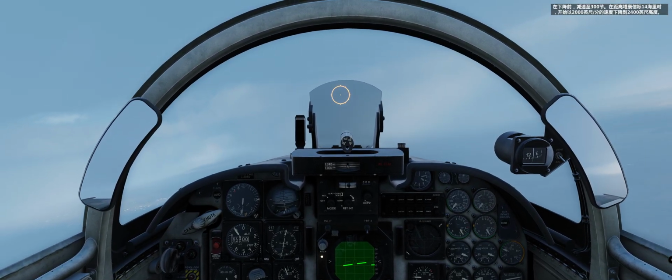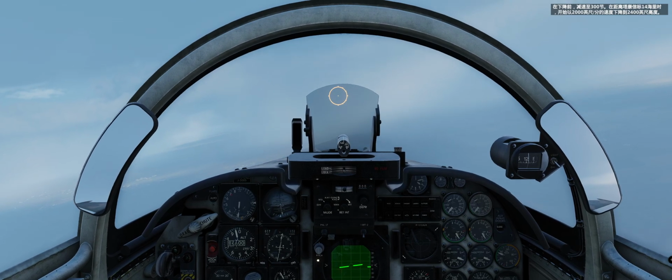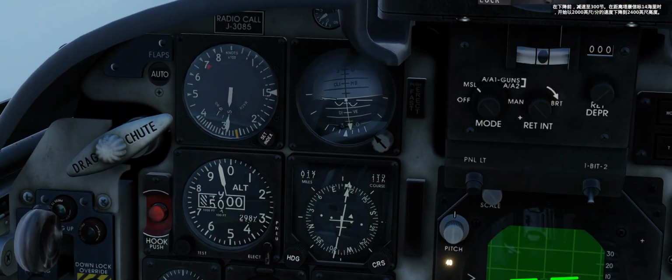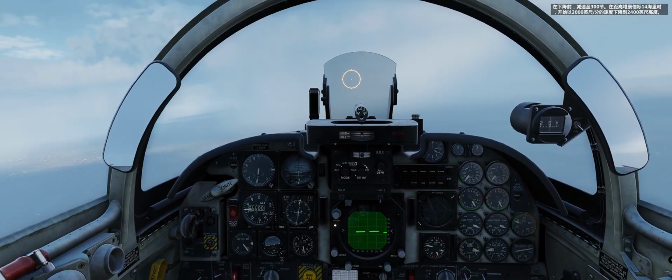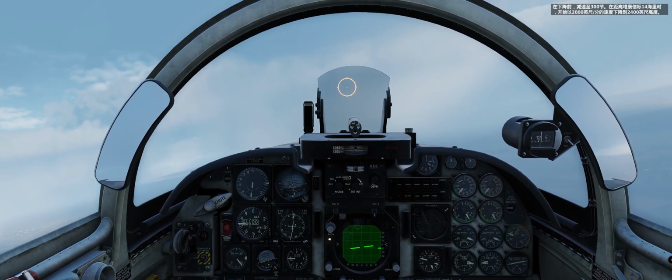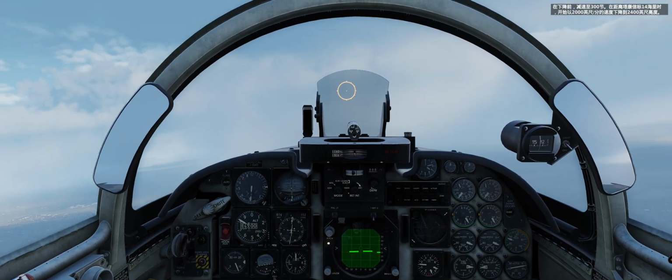Before beginning your descent, reduce your speed to 300 knots. At a distance of 14 miles from the TACAN beacon, begin descending with a vertical speed of minus 2,000 feet per minute to an altitude of 2,400 feet.